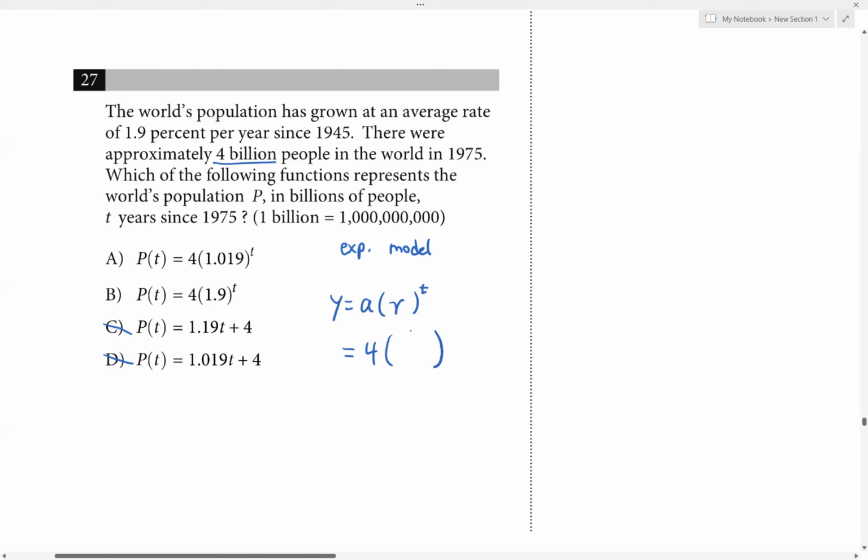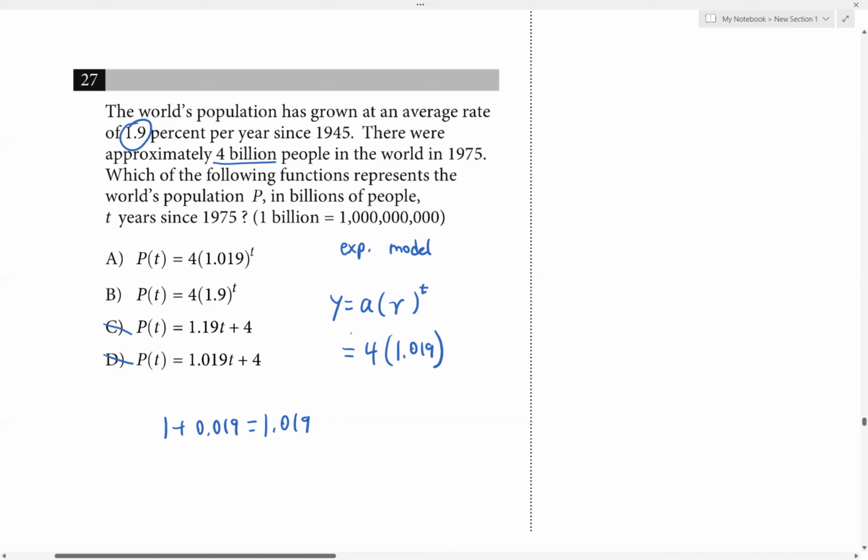Well, what's r? So it increases at 1.9% each year. Okay, so to figure out the growth rate, we have to take the percentage and convert it to a decimal, and since it's a percent increase, we always add it to 1. Okay, we have to add this to 1. So it'll be 1 plus 1.9%, which is 0.019. Okay, so we get 1.019, and this will be the growth rate, or the growth factor. The growth factor 1.019, that's what goes in the parentheses.